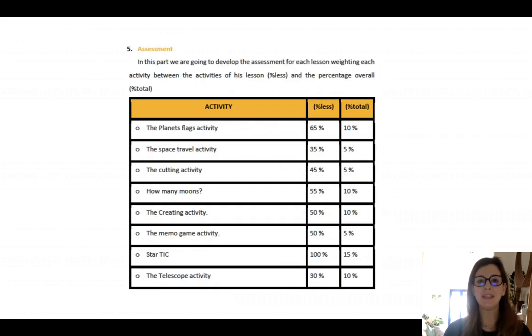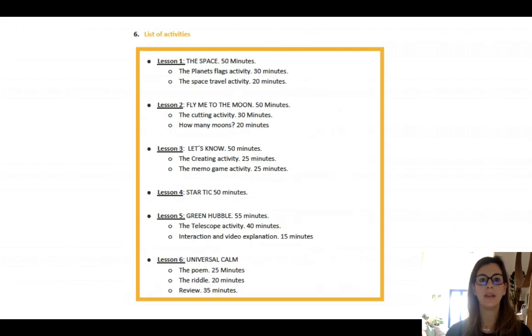So they've got their assessment. In their assessment, they talk about their different activities, and they talk about their weighting, right? So of the overall total. If we added up these different activities, we would know how the students would be evaluated, right? And then they have their list of activities. This is like a guideline, like a table of contents of the different activities that we'll find and where they are in each of the lessons, right? And they've decided to divide up their units, or their lessons, into 50 minutes, right? 50, 55.